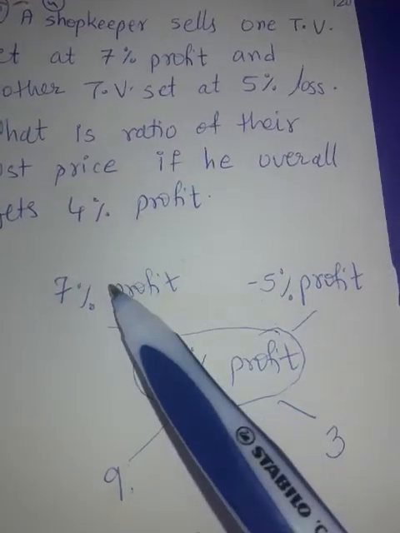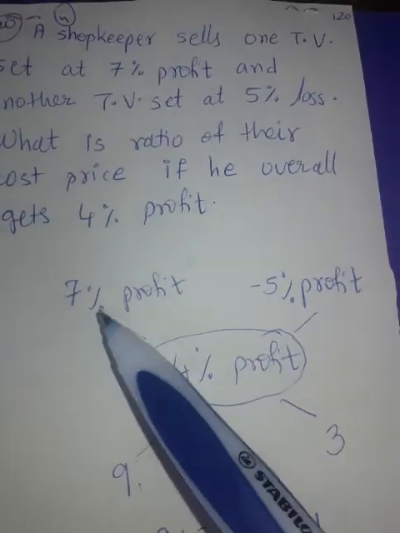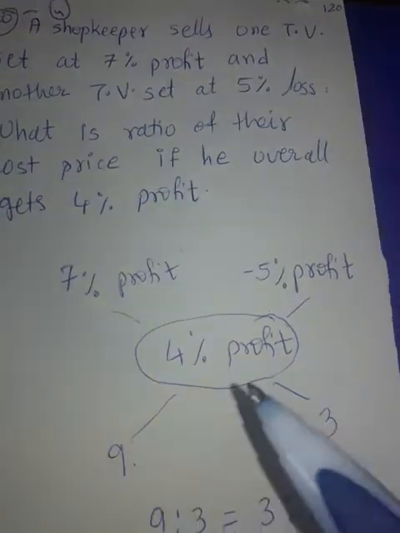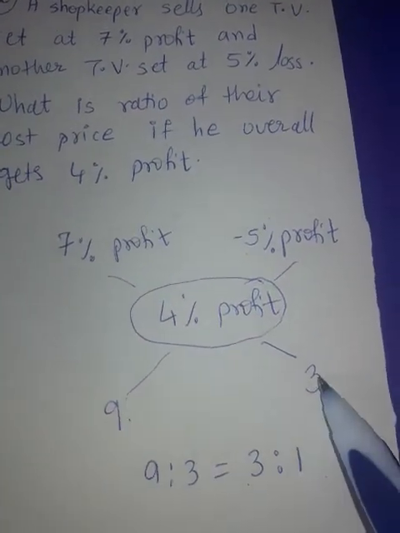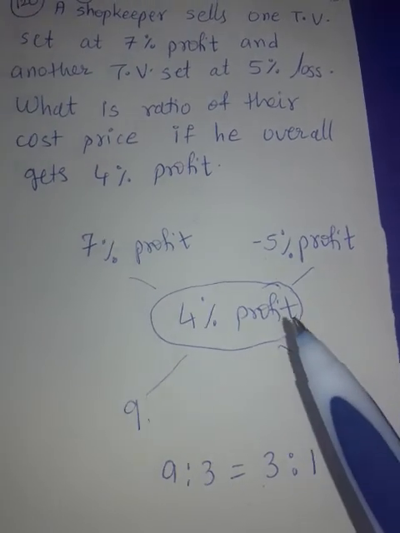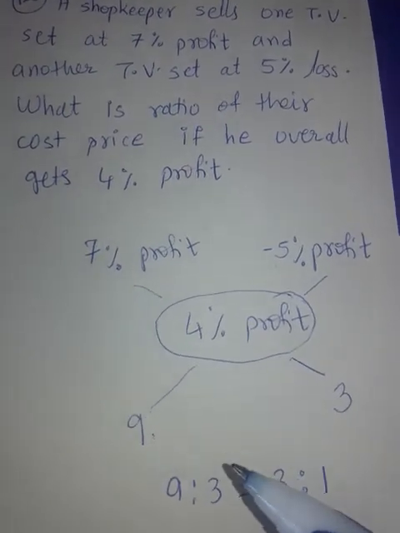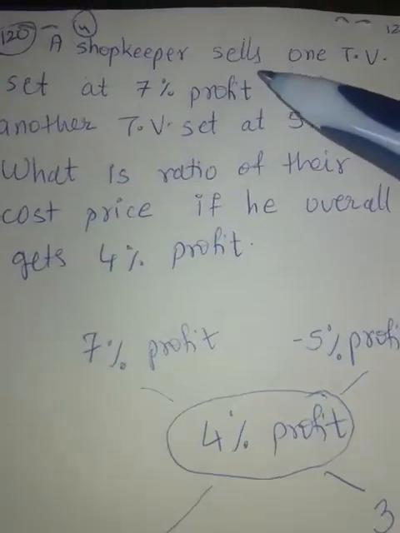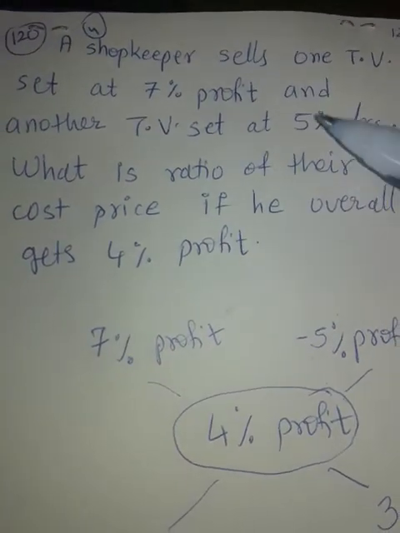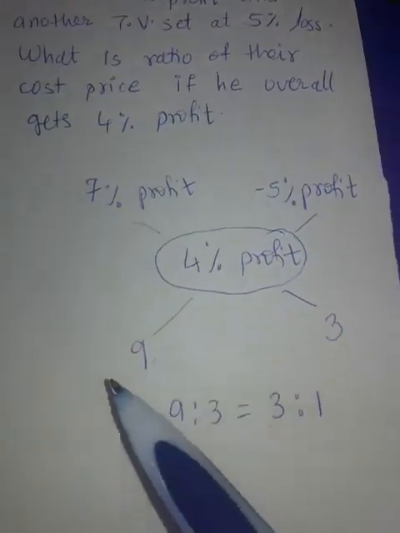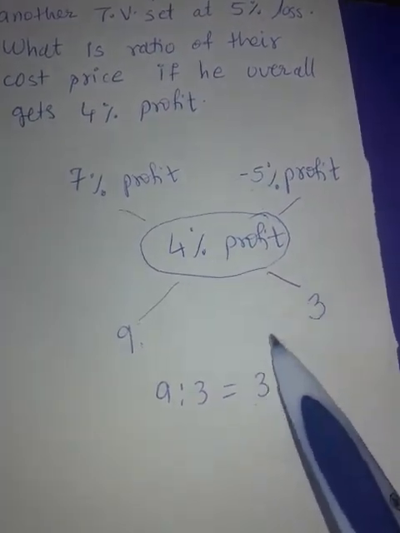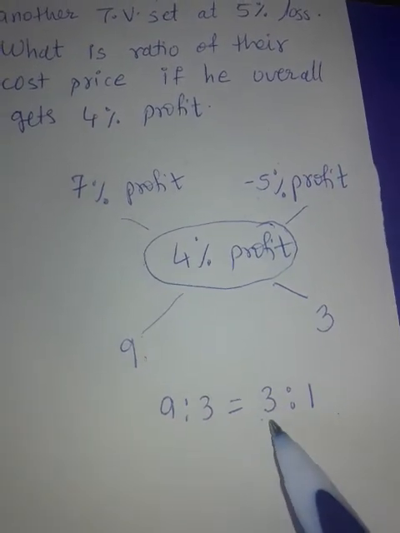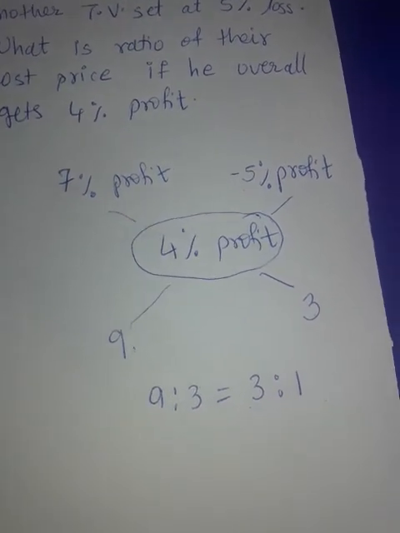Now if cost price were same, like 7% profit, 5% loss, that is okay, but their cost prices were same, then whatever we get here will be their quantities. That problem we are going to see in part 2, but right now you can remember this. Whenever there is one set here and one set here, so number of quantities are same, that means whatever we get here is ratio of cost price. So ratio of cost price is 3:1.